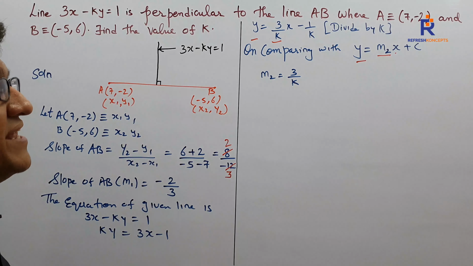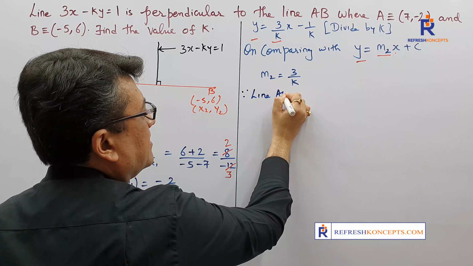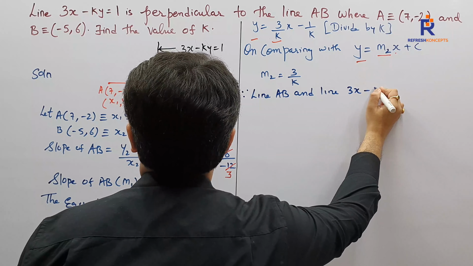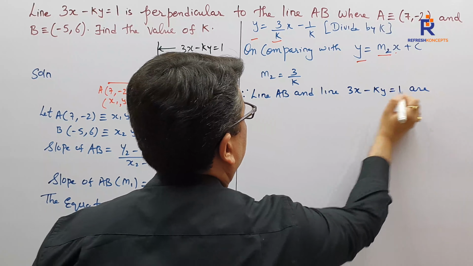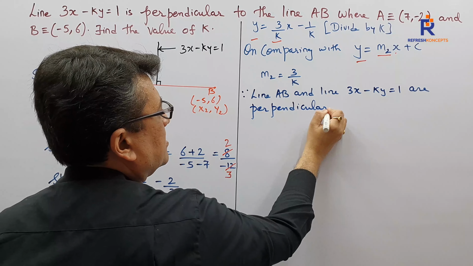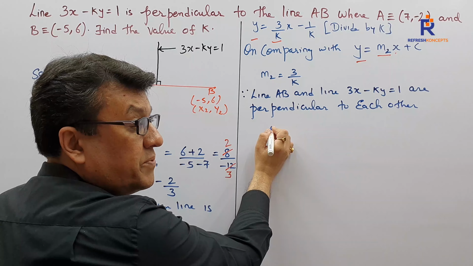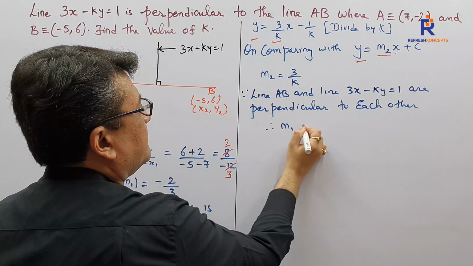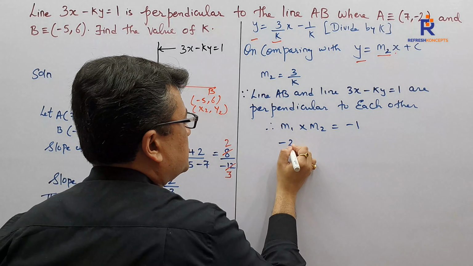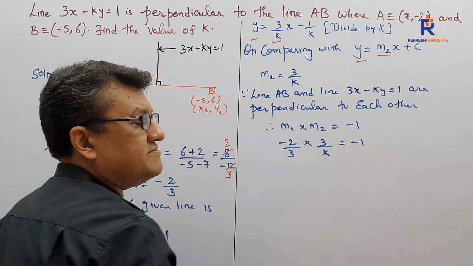What is the given condition? The lines are perpendicular. So we shall say, since line AB and line 3x minus ky equals 1 are perpendicular to each other, what have we learned? Therefore the product of their slopes happens to be -1. Therefore m1 into m2 is -1. m1 we already have, it's -2 by 3. m2 we just got, 3 by k, equals -1.